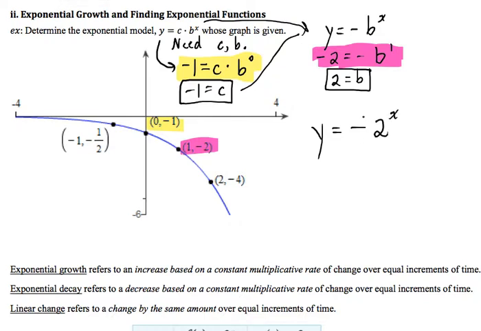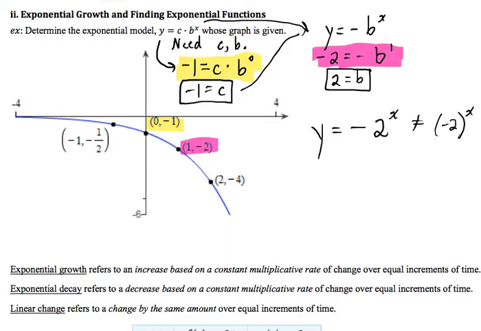Okay, and to be clear, the negative is separate from the 2 to the x. Okay, it's the negative of 2 to the x, which is not the same as (-2) all to the power of x. We are not including that negative.